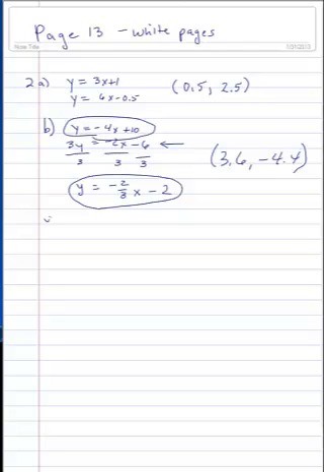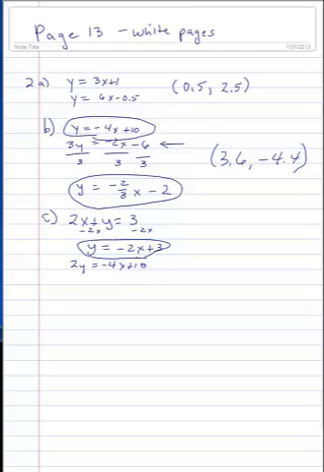Let's do the last one, letter C. Alright, here's my two equations. Now my first equation has an x on the same side as the y. I need to get rid of that, so I'm going to subtract 2x from both sides. When I do that, my first equation is y equals negative 2x plus 3. So now that's ready to type into my calculator. The second equation, just like this last example, I have to divide everything by 2, and then I get y equals negative 2x plus 5. And that's my second equation.